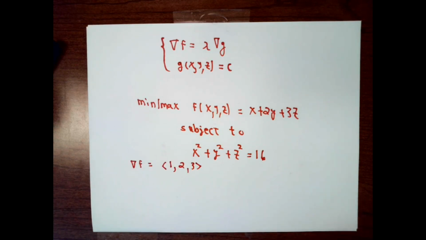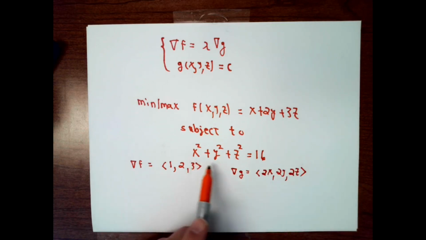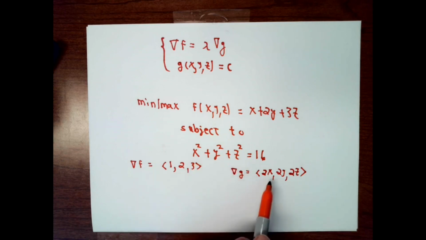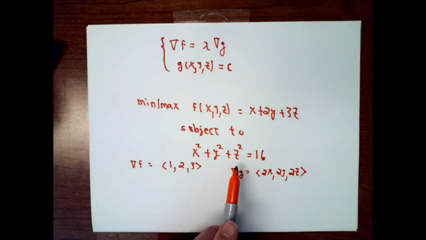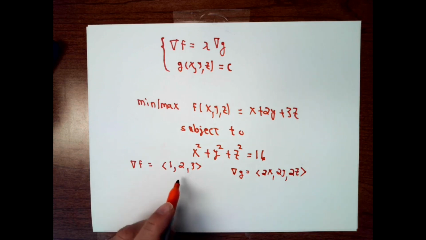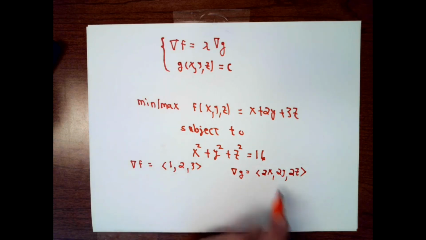The gradient of f is easy enough. f is linear in terms of x, y, and z, so the partial of f with respect to x is 1, with respect to y is 2, and with respect to z is 3. The gradient of g is also easy to get. The derivative of this with respect to x is 2x, with respect to y is 2y, and with respect to z is 2z. Our condition that the vectors line up says that this vector must be a multiple of that vector.